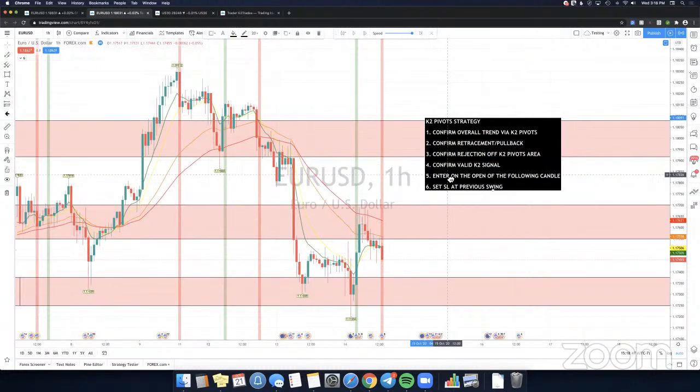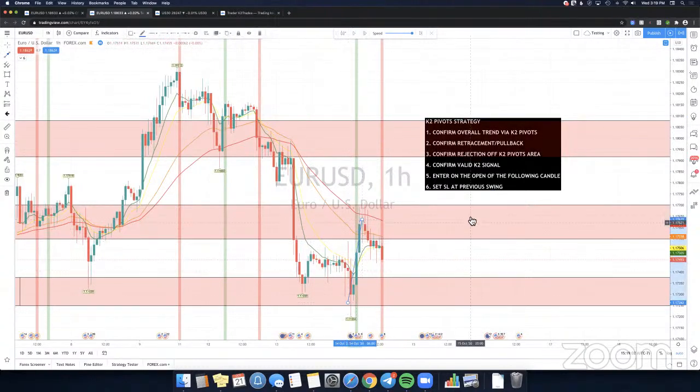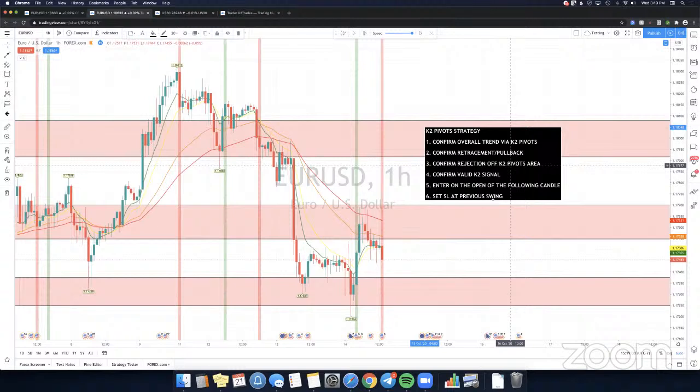Next, you want to confirm a retracement pullback. Right here, price came down, came up, and then came back down right here. From this point, it came down and then retraced back upwards. That would be the second requirement. The third requirement, you want to confirm a rejection off the K2 pivots area. You can see that price came down, retraced from this point, and then rejected off the K2 pivots right here. So the first three requirements have been met.